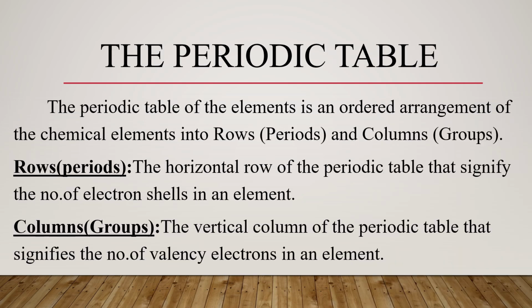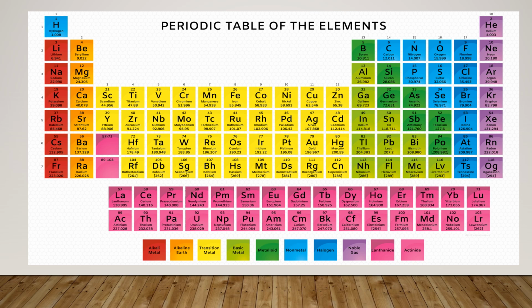The most important topic is the periodic table. The periodic table of the elements is an ordered arrangement of the chemical elements into rows and columns. Rows are also called periods and columns are also called groups. What are rows? The horizontal rows of the periodic table that signify the number of electron shells in an element. What are columns? The vertical columns of the periodic table that signify the number of valence electrons in an element. See, this is a periodic table where the elements are arranged orderly.